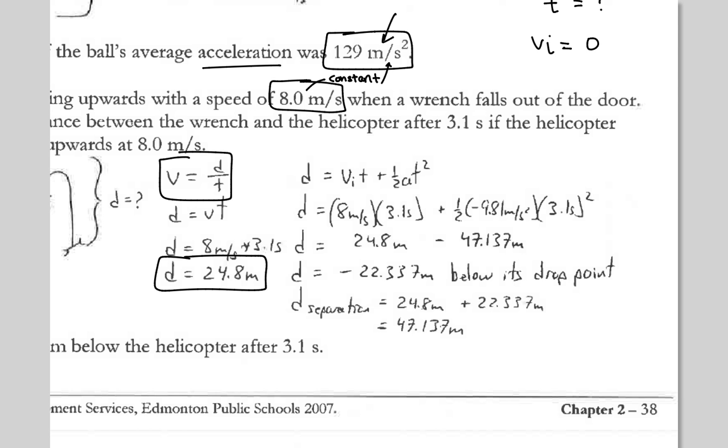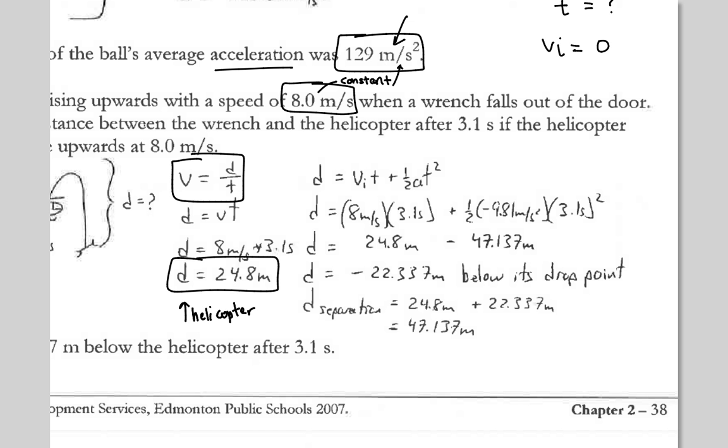So this is the helicopter. And this is the wrench. Now the wrench will not be experiencing a constant velocity like the helicopter. The helicopter is just moving at a constant speed, but the wrench is not. The wrench is under the influence of gravity. The wrench has an initial speed from the helicopter. It used to have that. It's now free of the helicopter, and it's now by itself in free fall.